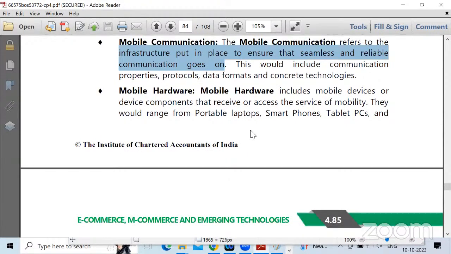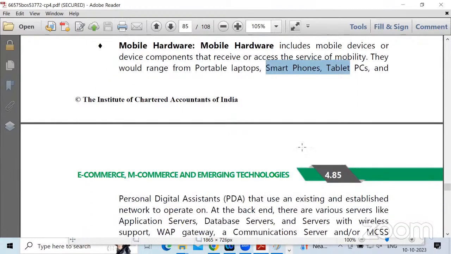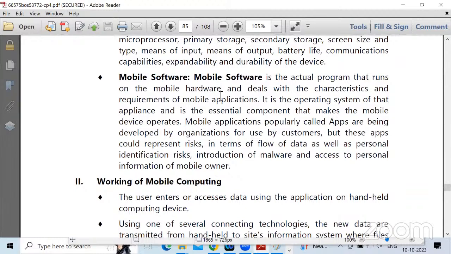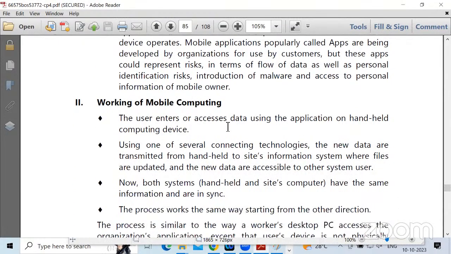It involves mobile devices or device components that receive or access the service of mobility. They have given examples of laptops, smartphones, tablets, PCs, etc. Then mobile software, the software which is meant for the mobile hardware. You are taking a laptop, separate operating system. You are bringing your smartphone, separate operating system. You are bringing your PDA or notepad, tablet, then separate operating system, like that.